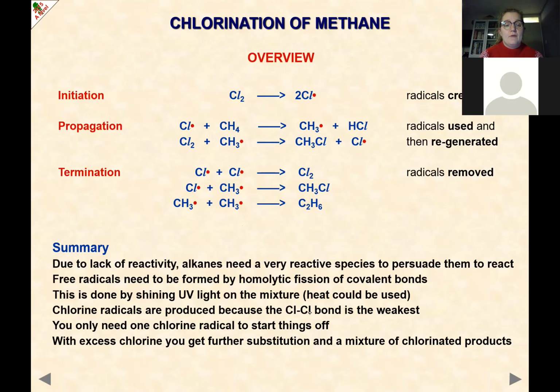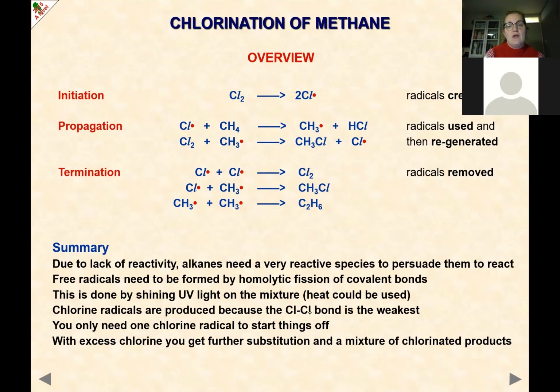So basically, alkanes are not very reactive. Alkanes need something reactive to persuade them to react. Free radicals need to be formed by homolytic fission of covalent bonds. So that's that equal splitting of those covalent bonds. And this is done by shining UV light on the mixture, but we could use heat. Chlorine radicals are produced because the chlorine-chlorine bond is the weakest, and you only need one chlorine radical to start things off. With excess chlorine being present, you get further substitution and a mixture of chlorinated products.